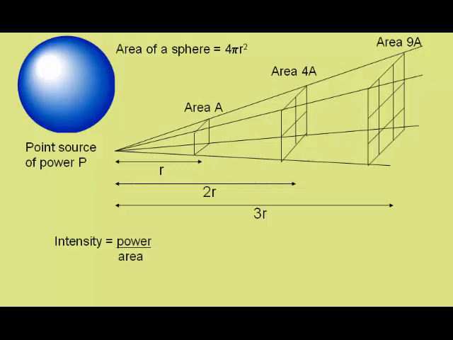Intensity is given by the formula power divided by area. The power we said was P, and as all the energy must pass through the surface of the sphere of area 4 pi r squared, the area must be 4 pi r squared, giving intensity I is equal to P over 4 pi r squared. As intensity is power in watts divided by area in square meters, it will have the units of watts per square meter.